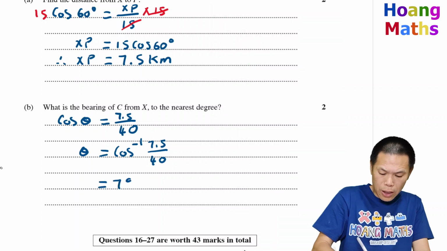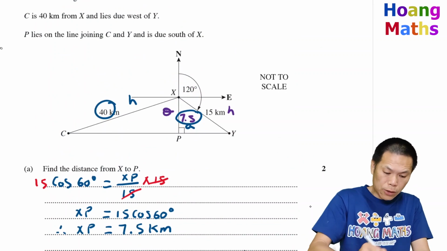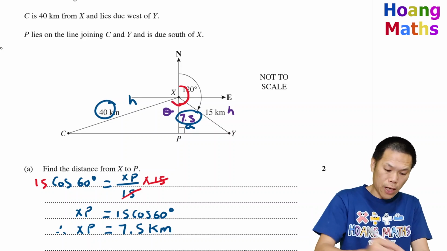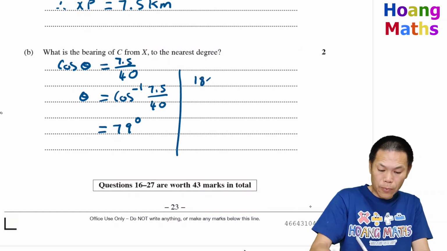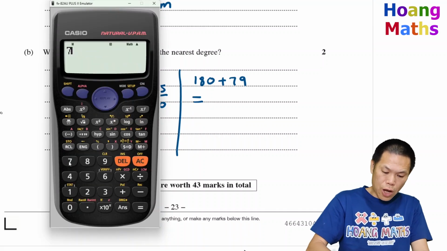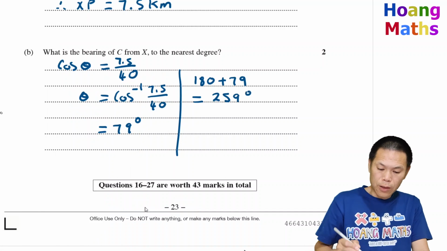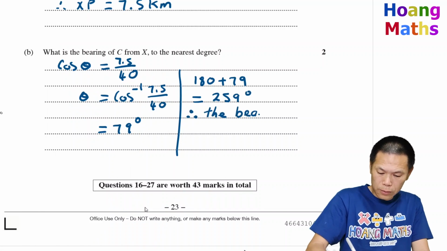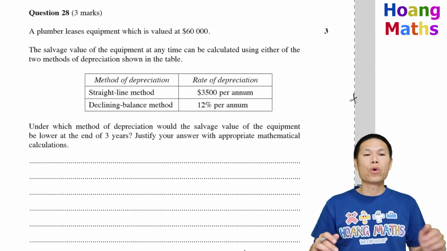So theta equals 79 degrees. But the bearing is, remember, from X to C, that is from here to here, 180 degrees, and we add another angle theta. So we just go 180, we add 79. So 79 plus 180 gives me 259. So therefore, there you go.